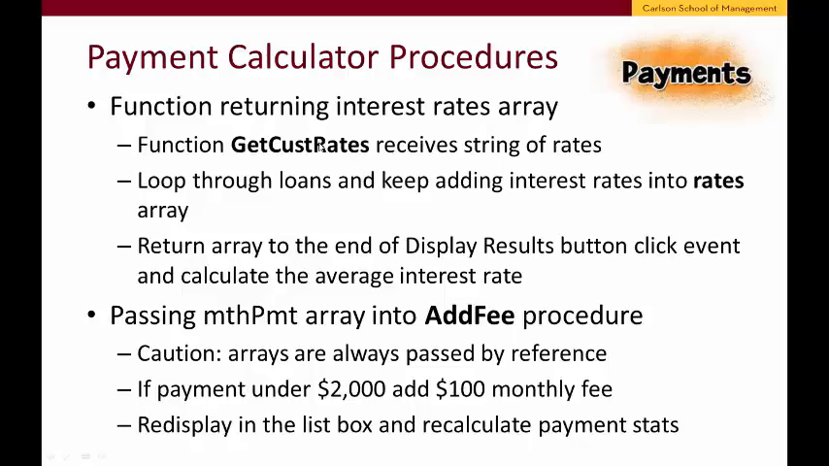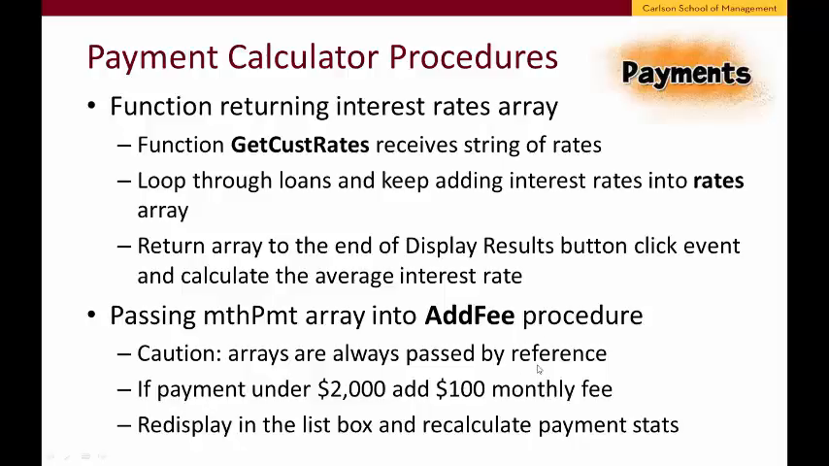To demonstrate, we will use a function returning an interest rates array. It will be called GetCustomerRates. It will receive a string of rates, parse them out, and return that array back to the caller, and then we'll use it to find something like an average. On the other hand, we're also going to pass a monthly payment array completely as a unit into an AddFee procedure, and because it's passed by reference, if the payment is under $2,000, we're going to add a $100 monthly fee, and you'll see how those will be reflected back in the main function because of the passing by reference effect.